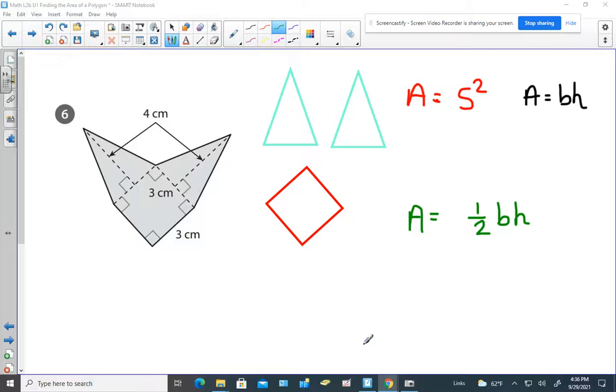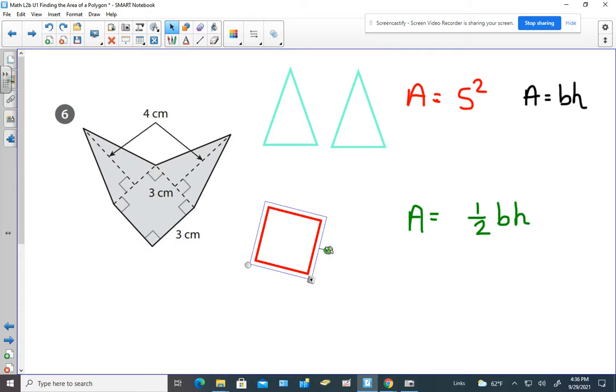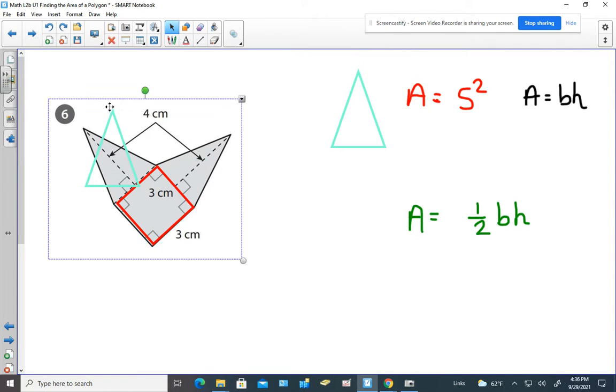Mrs. Bianchi here. We're looking at number 6, and they ask us to find the area of the shaded region. So when we decompose this shape, it's my hope that you see that this is a square, and just because it's turned on its side doesn't mean that it's not a square. It's a square. Let me put that back on there so you can see. All right, and then we also have some triangles.